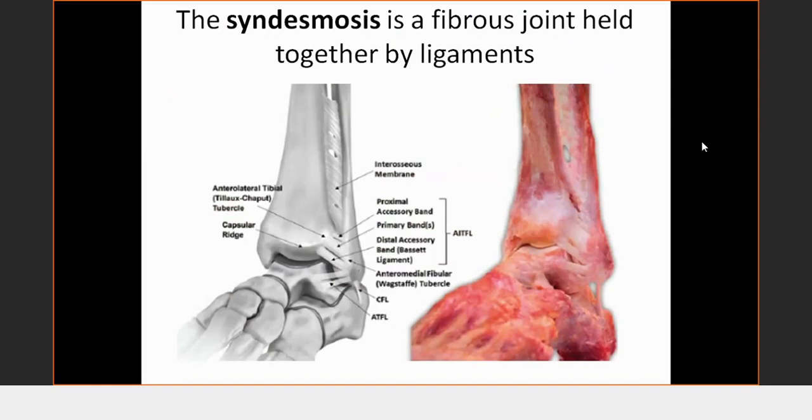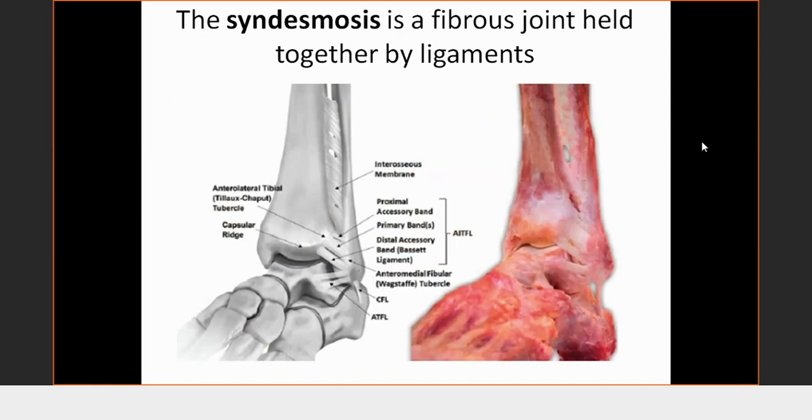Okay. Now you can see this is the tibia and this is the fibula. In between you can see the interosseous membrane. This is a ligament which is connecting. Lower down also there are accessory bands, a primary band. You can see the distal accessory band ligament, the anterior tibiofibular ligament. There are the ligaments. So these ligaments are connecting these two bones, and this type of joint is known as the syndesmosis.